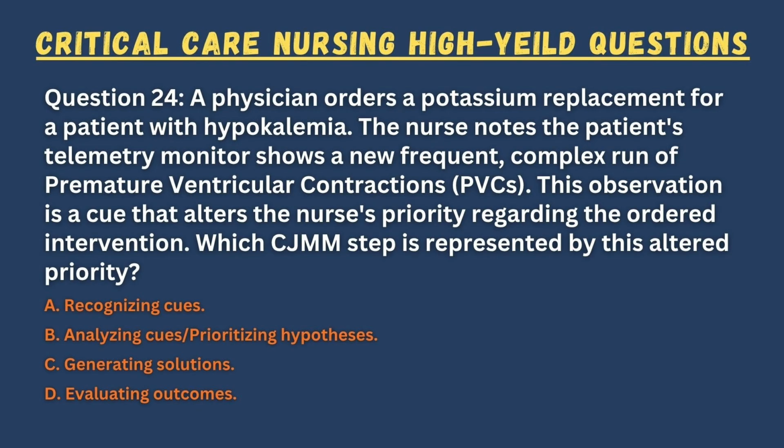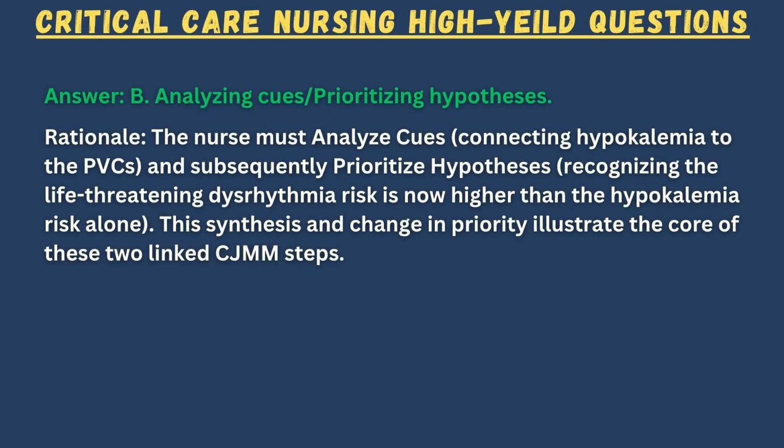Question 24. A physician orders a potassium replacement for a patient with hypokalemia. The nurse notes the patient's telemetry monitor shows a new frequent, complex run of premature ventricular contractions, PVCs. This observation is a cue that alters the nurse's priority regarding the ordered intervention. Which CJMM step is represented by this altered priority? A. Recognizing cues. B. Analyzing cues or prioritizing hypotheses. C. Generating solutions. D. Evaluating outcomes. Answer: B. Analyzing cues or prioritizing hypotheses.